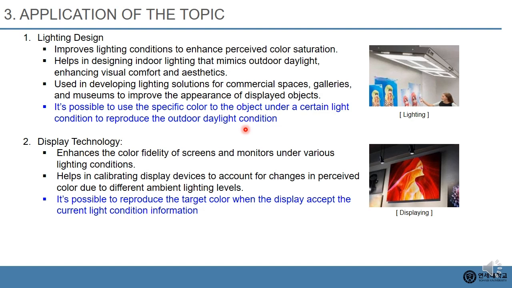Especially, I think it's possible to apply specific colors to objects under a certain lighting condition to reproduce the outdoor daylight condition. In display technology, this study enhances the accuracy of color reproduction in digital displays by considering ambient lighting conditions. It helps in calibrating display devices for consistent color perception under different lighting environments.